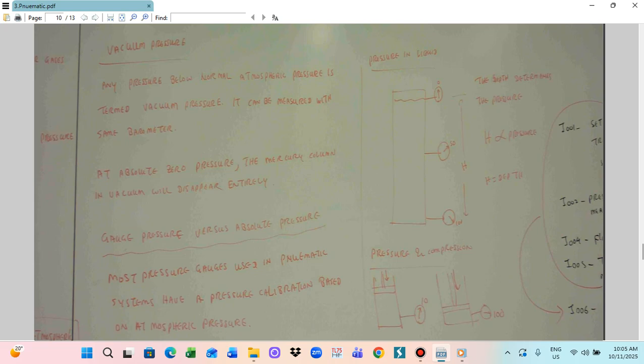In this case, pressure in liquids is determined by the height of the liquid. This means the position. This is the water fountain. Here the gauge pressure is 0. At this level the pressure is 50, and at this level the pressure is 100, like this. So this means the level: the deeper, the higher the pressure. So it depends on the depth.